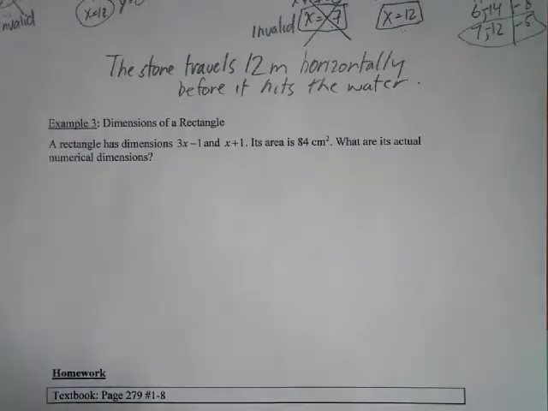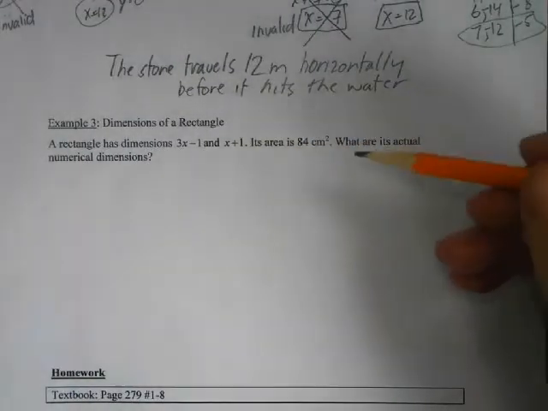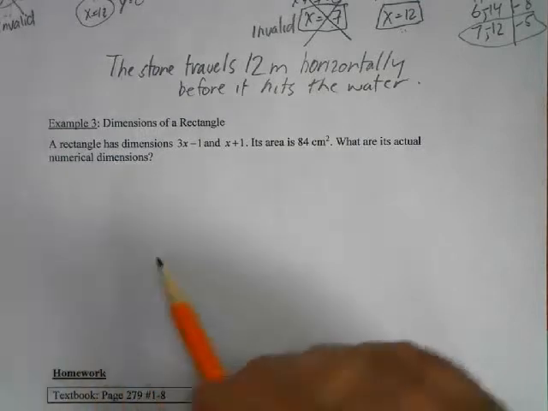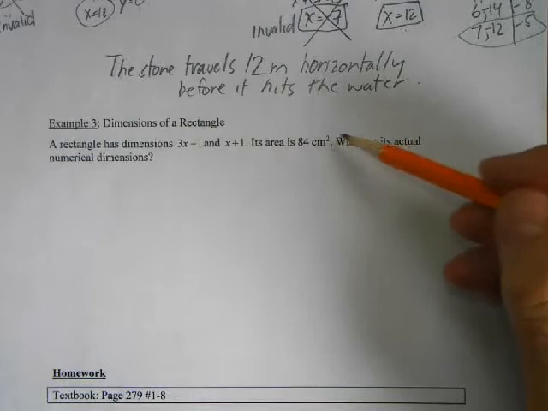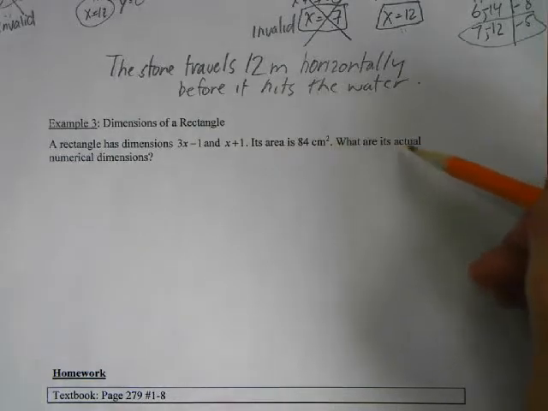Okay, so one more question here, another application. This time they didn't give us a formula or an equation. They said a rectangle has dimensions 3x minus 1 and x plus 1. Its area is 84 centimeters squared. What are the actual numerical dimensions?